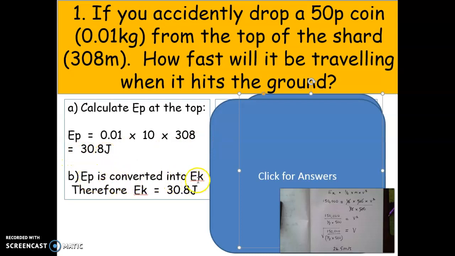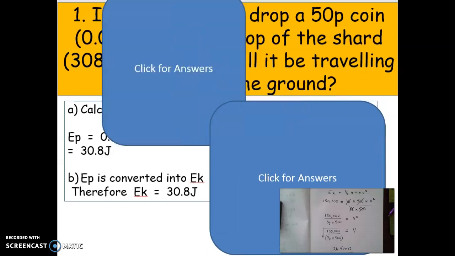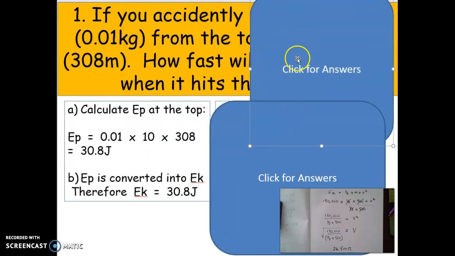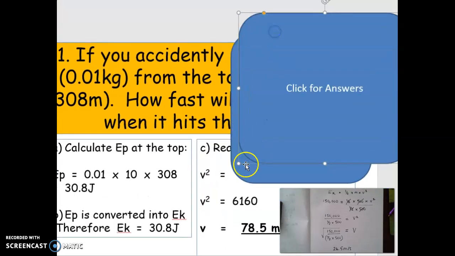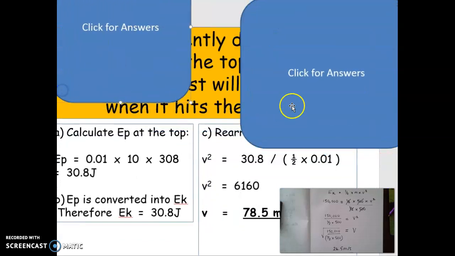EP is converted into EK. We should say the energy in the gravitational potential energy store is moved into the kinetic energy store. So we've got the same value, and that's the bit that people often forget.